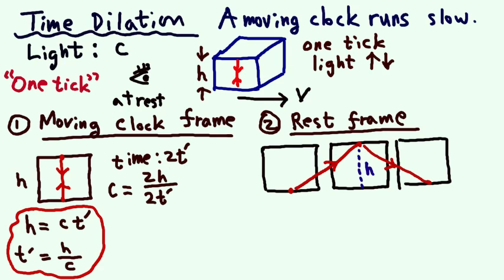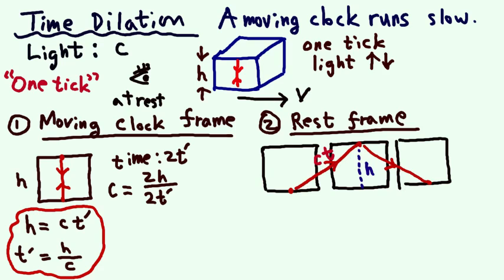So we will use t for the half-tick time as observed in this rest frame. So the distance that the light travels in half-tick is actually ct. That's the length of this arrow here.